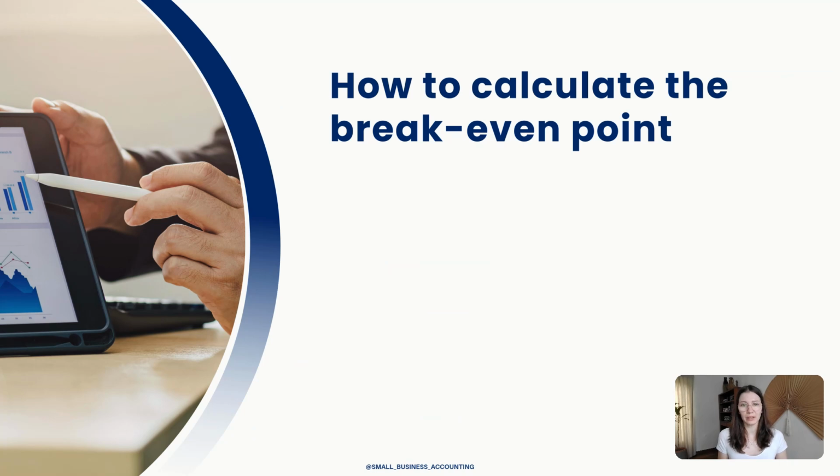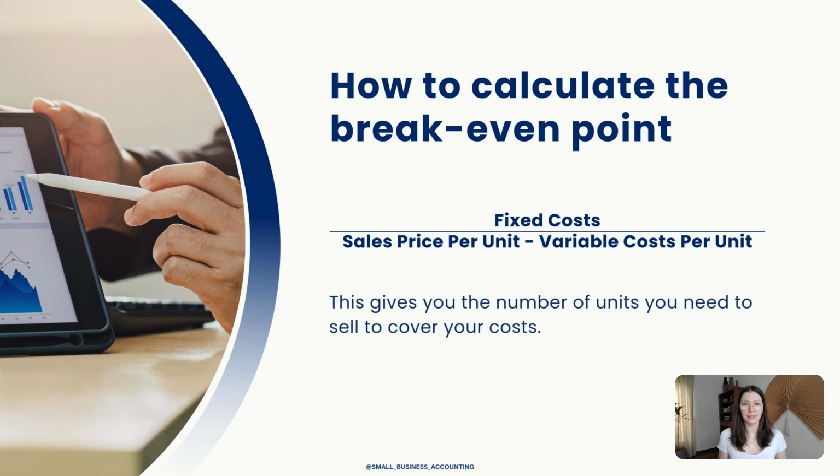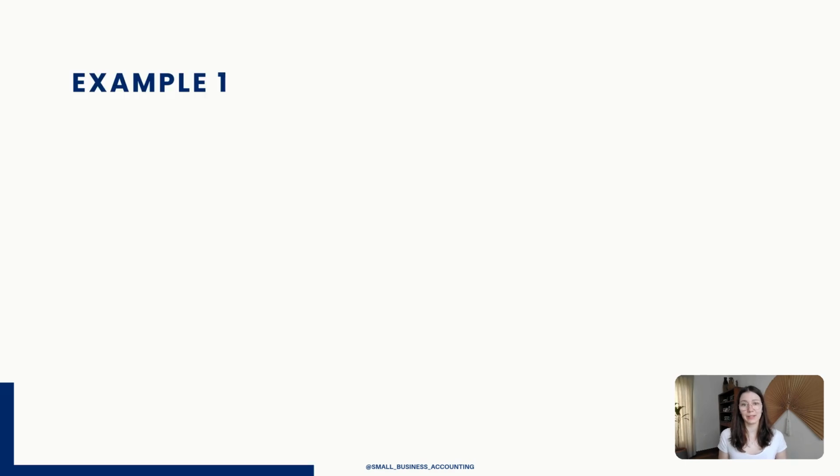So, how do we calculate the break even point? The formula is fixed cost divided by sales price per unit less variable costs per unit. This gives you the number of units you need to sell to cover all your costs. Alright, let's walk through a simple example.